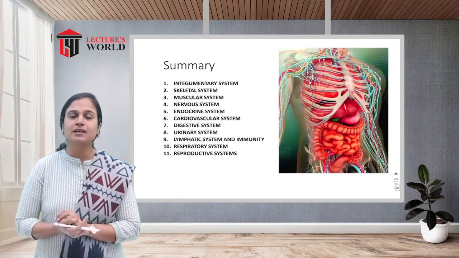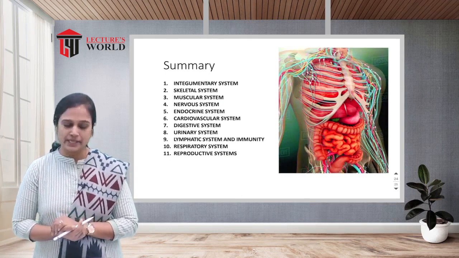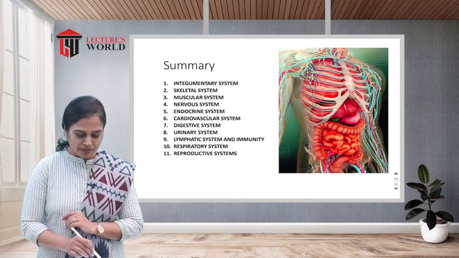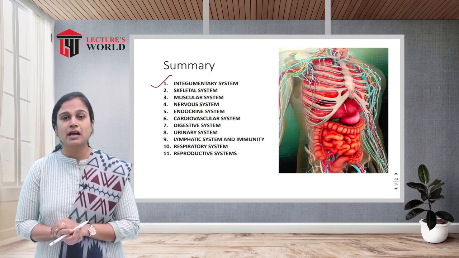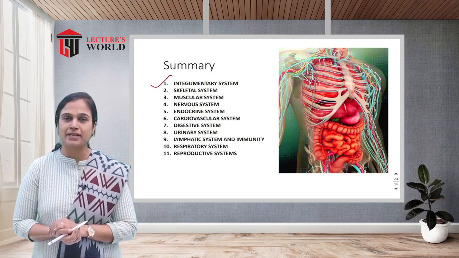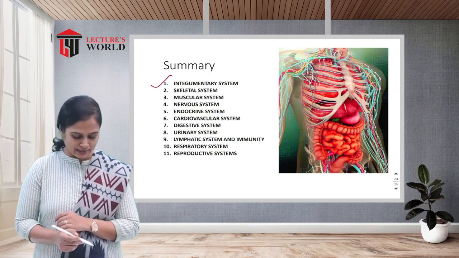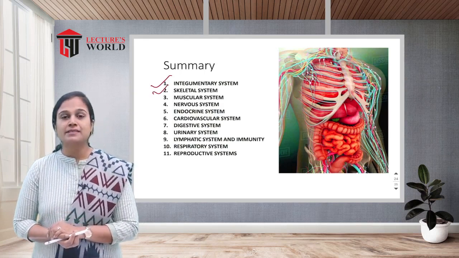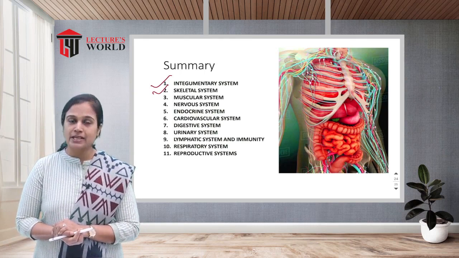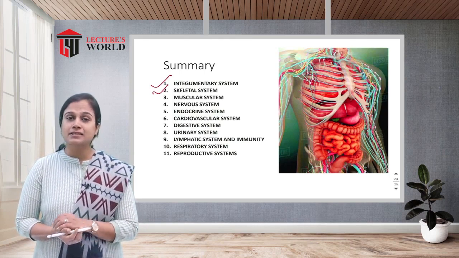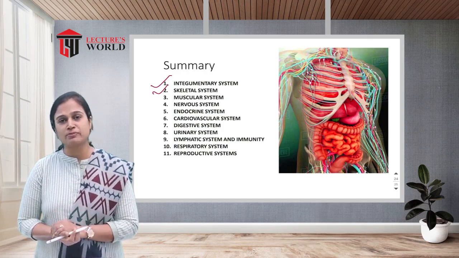So in summary, we saw 11 systems of the human body. The human body consists of 11 systems. First is the integumentary system. It includes the skin, hair, and nails, and protects the body, maintains the body temperature, and is very important for maintaining homeostasis. Second is the skeletal system. The skeletal system is composed of 206 bones, joints and cartilage. This gives structure, shape and support to the body and is also responsible for the movement of the body.